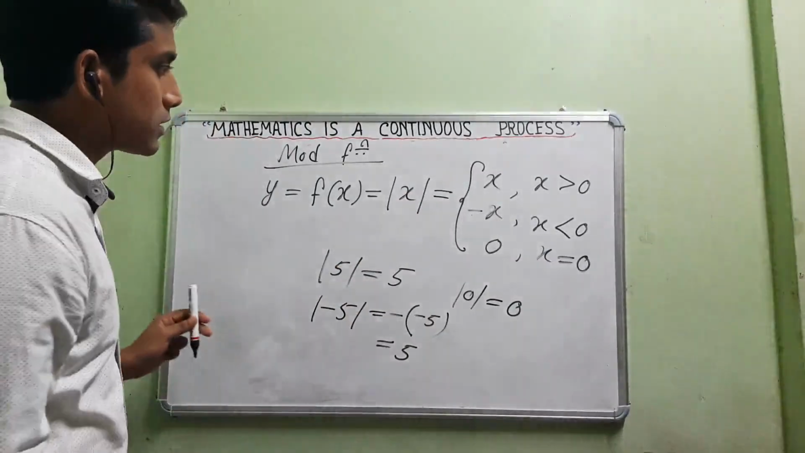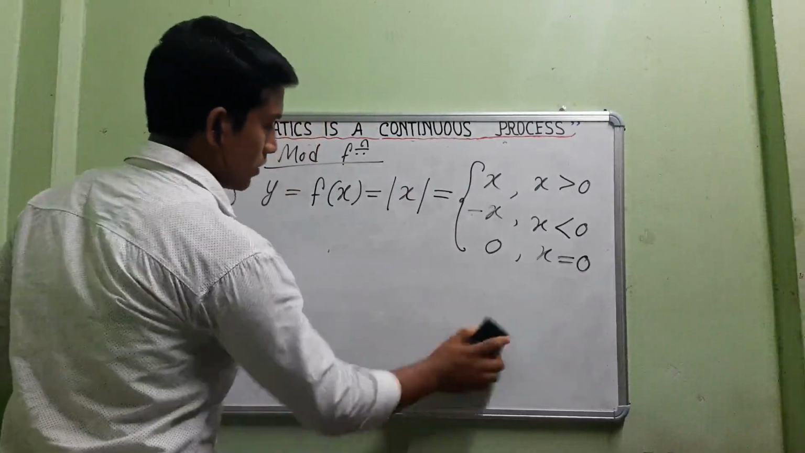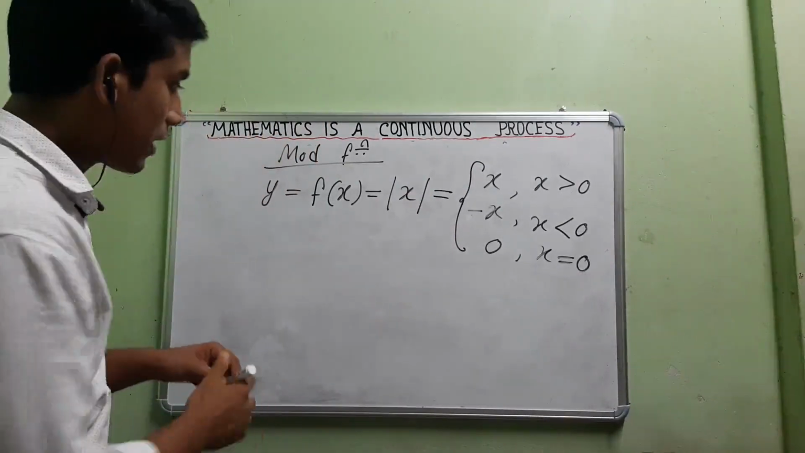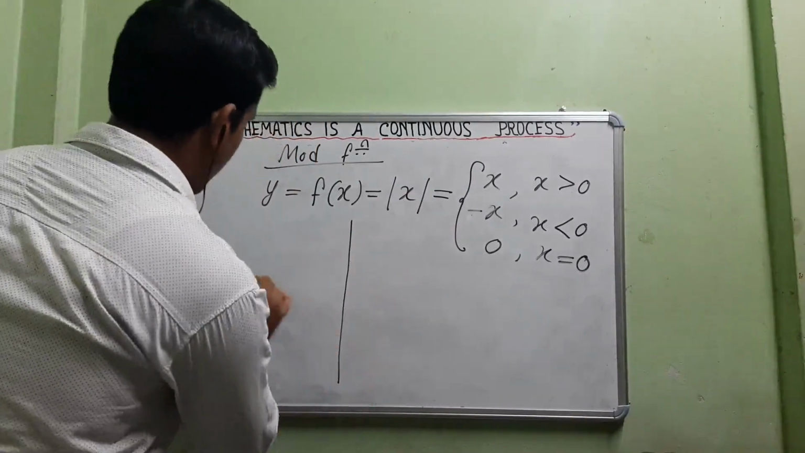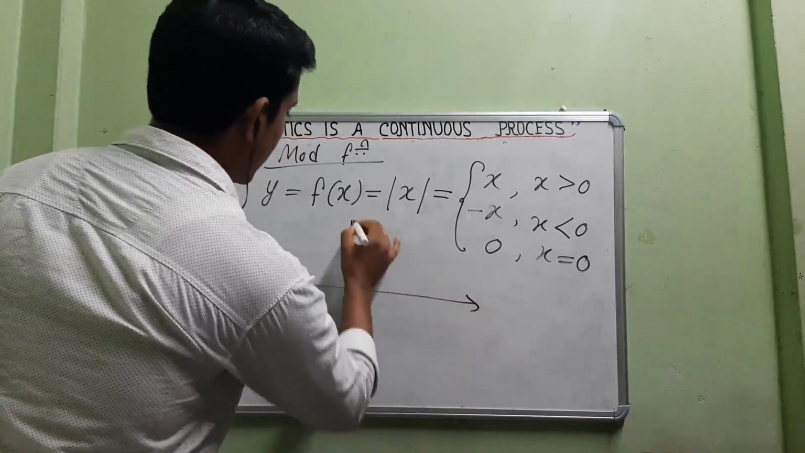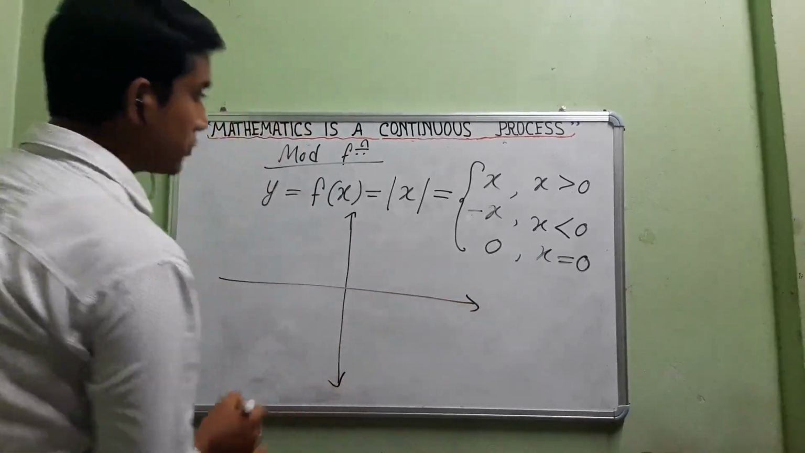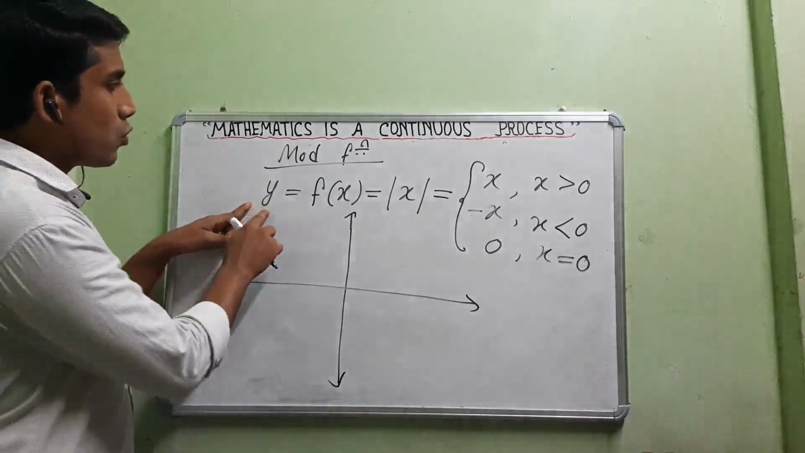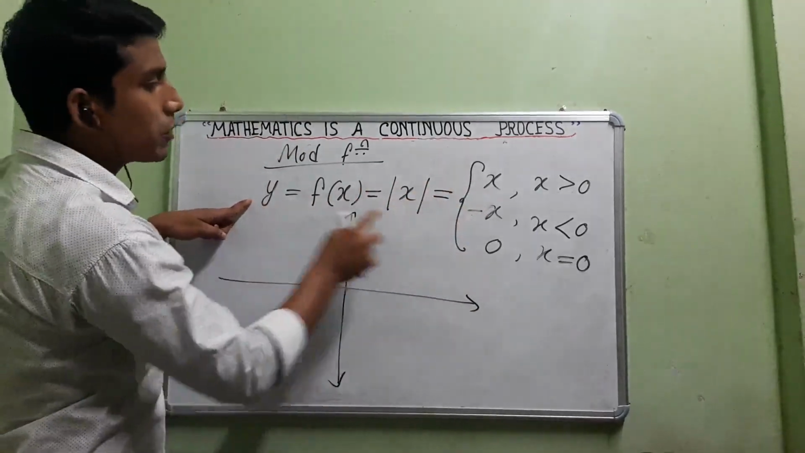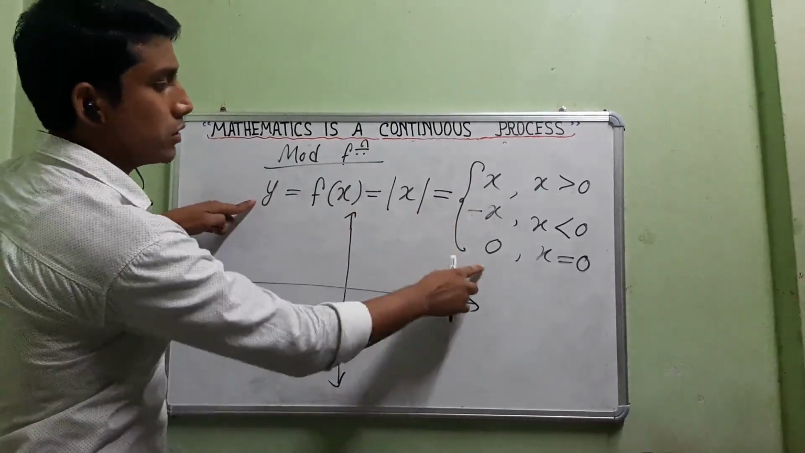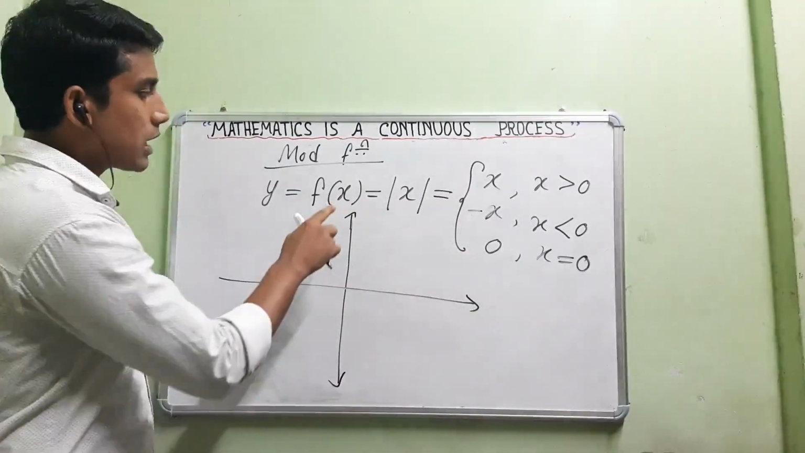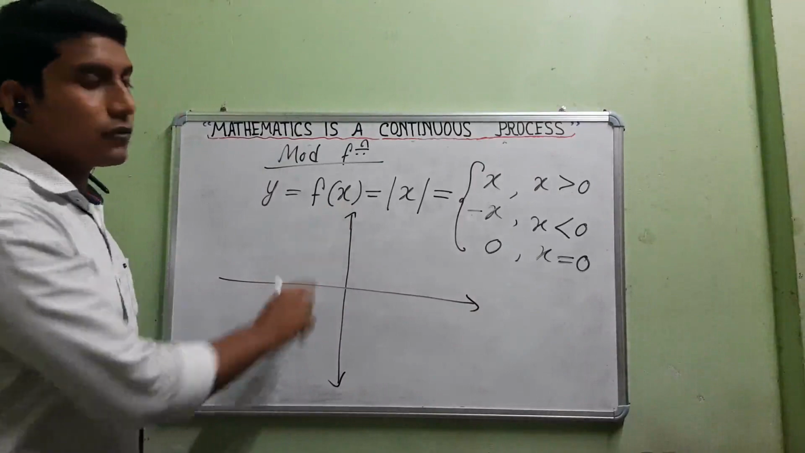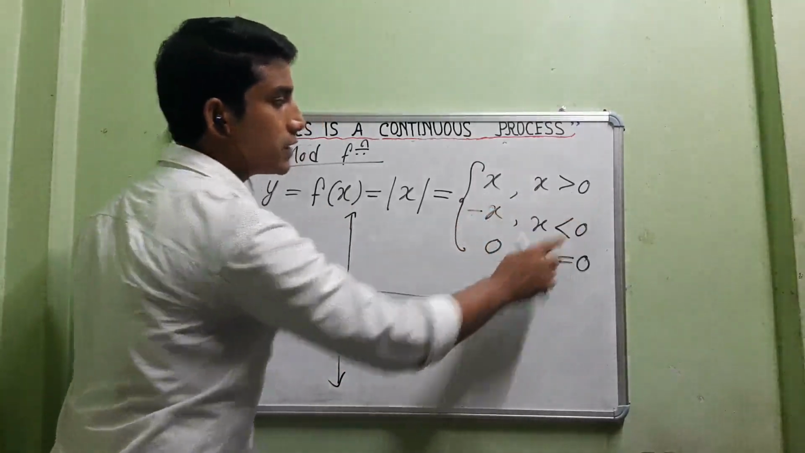So now let me draw the graph. You see, this will be the graph. Now first of all, if I take y equal to x, y equal to minus x, and y equal to 0, these three things we will draw. Now you take the positive values first. That means for x greater than 0, we'll draw the graph.